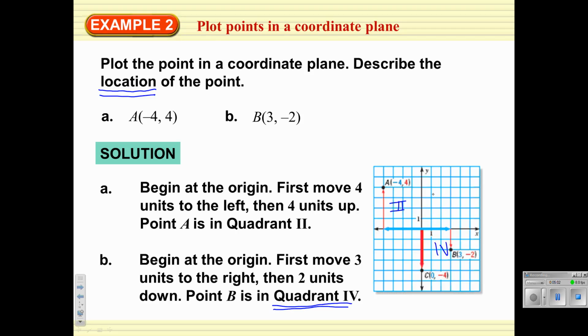Okay. And then let's look at point C. It's not up here as one of the options, so let's look at point C. And point C would be (0, -4), which means for the x, we don't go anywhere. We don't go to the left or the right, but we do go down 4. And the location of this would be just y-axis. It's not in a quadrant because it's located directly on one of the axes. A point could be on the x-axis or the y-axis.